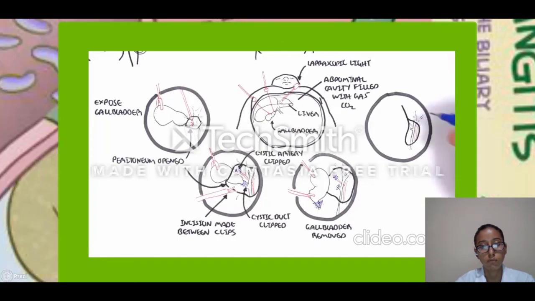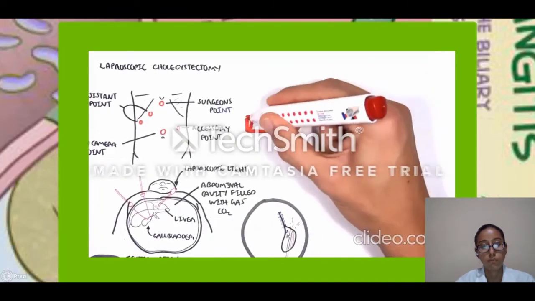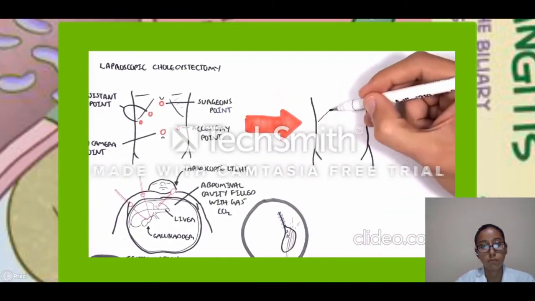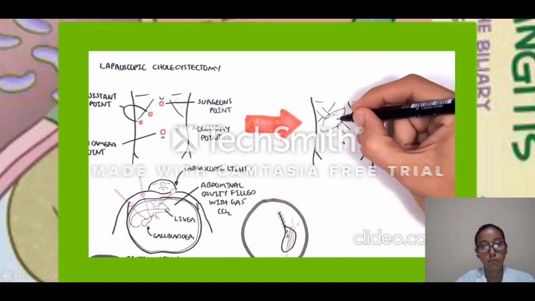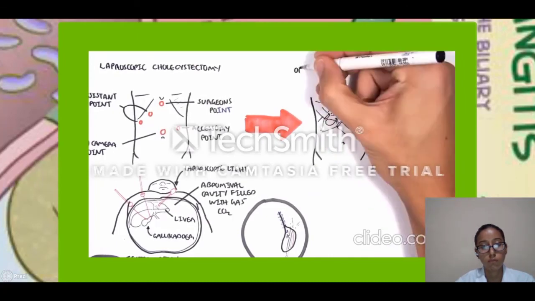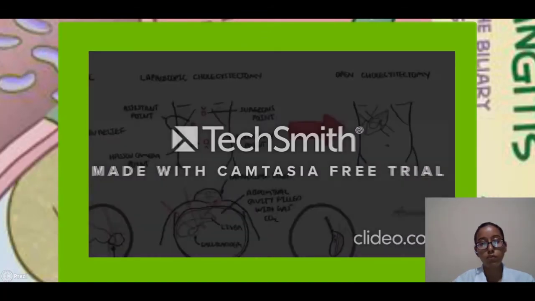When the gallbladder is removed, everything is put under the visceral peritoneum once again. It's stitched up and the surgery is done. However, sometimes an open cholecystectomy is needed. This is especially if there are complications from the gallstones or complications during laparoscopic surgery in the first place.